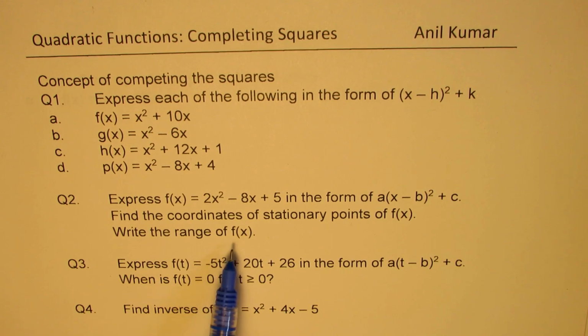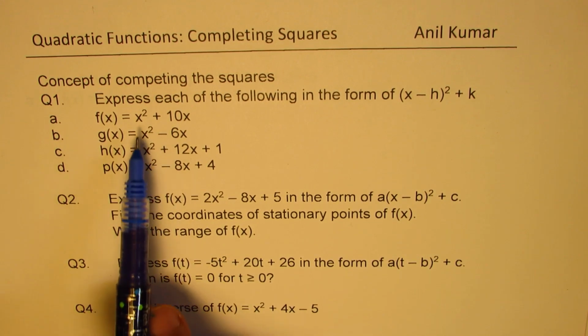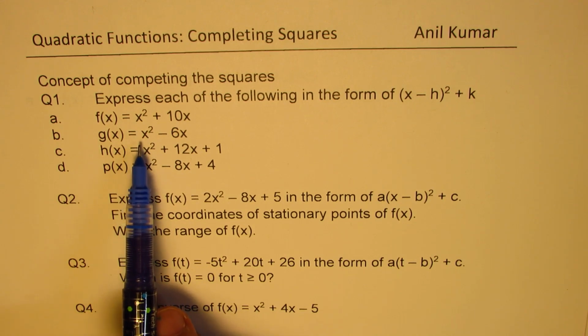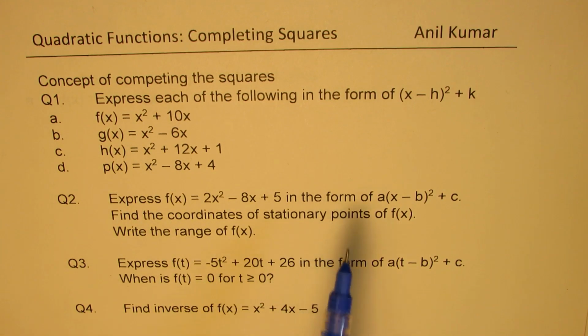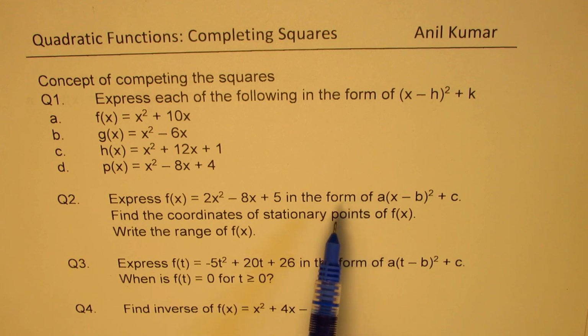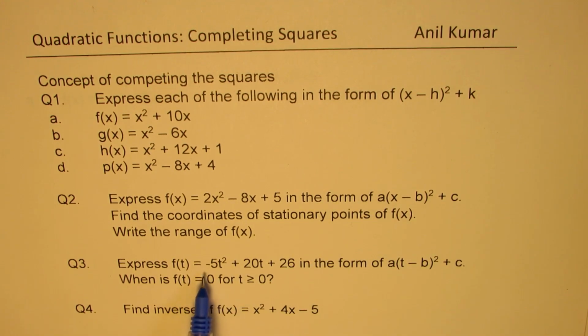Range also you can calculate easily, since we know if the leading coefficient is positive, the parabola opens upwards, so from the turning point the y value range will be greater than or equal to that point, but if it is negative then it will be less than or equal to that point, right?